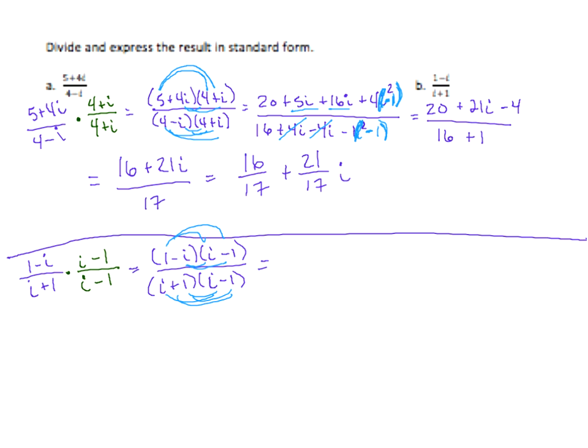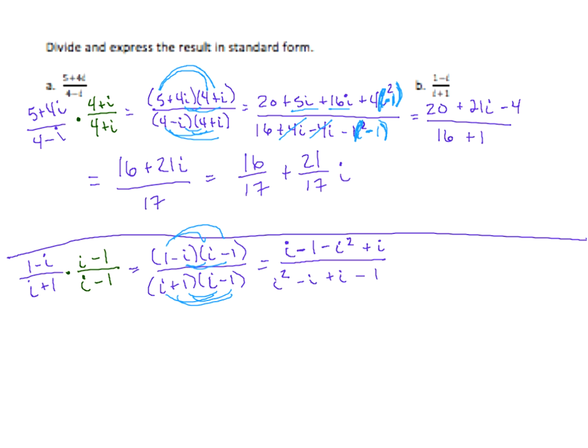So, 1 times i is 1i, or just i. 1 times negative 1 is negative 1. Negative i times i is negative i squared. And negative i times negative 1 is positive i. Over i times i is i squared. i times negative 1 is negative i. 1 times i is positive i. And 1 times negative 1 is negative 1.